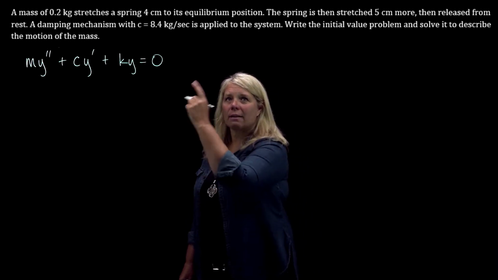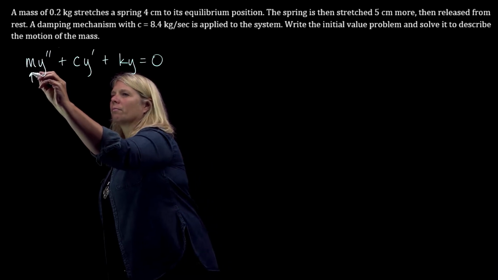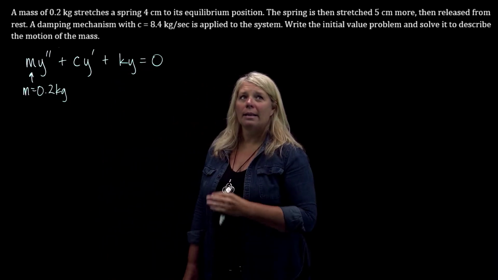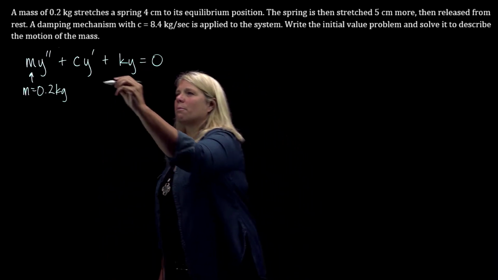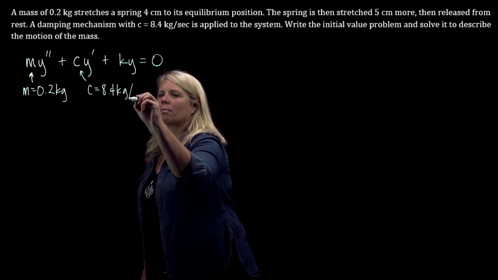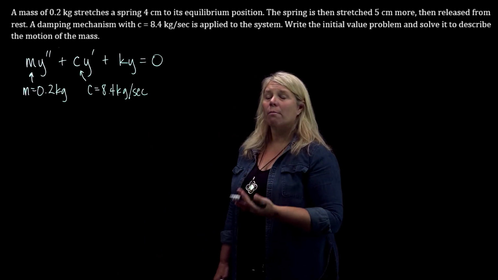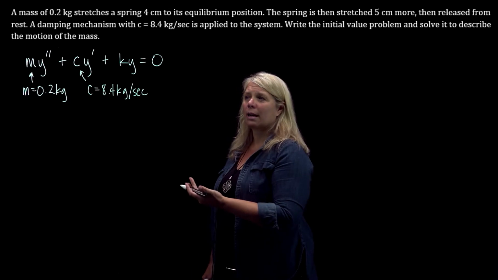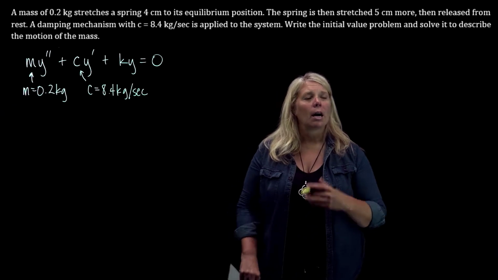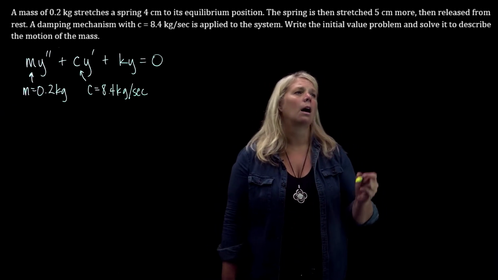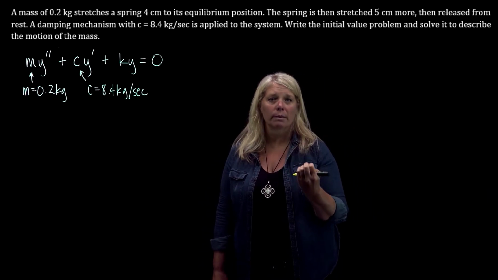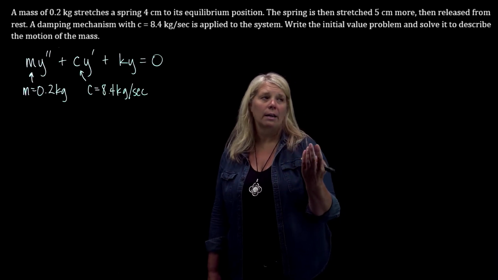We're given a mass of 0.2 kilograms. We're given a damping constant of C equals 8.4 kilograms per second. And we're given some information that allows us to find K, although we're not explicitly given K. So we'll need to do a little scratch work over here to find our K value. That's the spring constant. We use Hooke's law and think about the forces. It tells us the mass stretches the spring to its equilibrium position, so that's what we're going to use to find K.